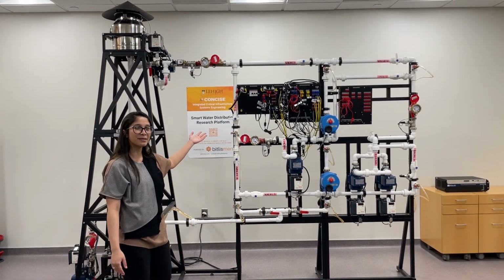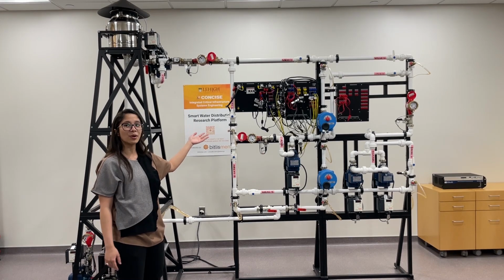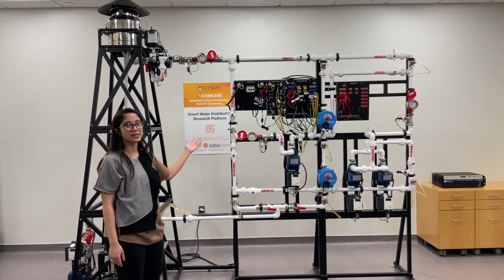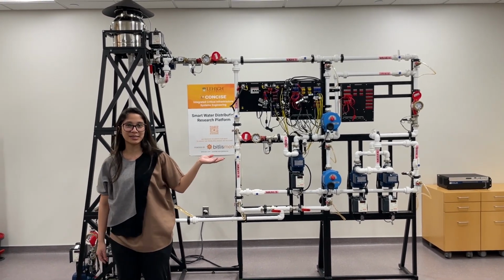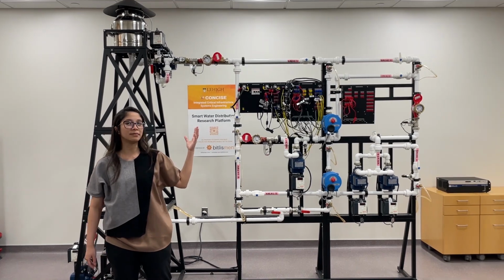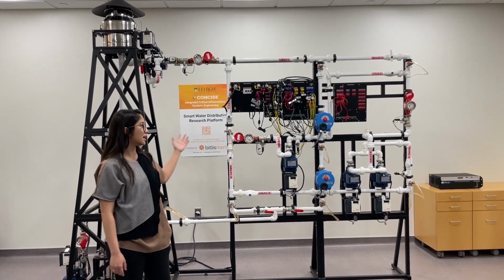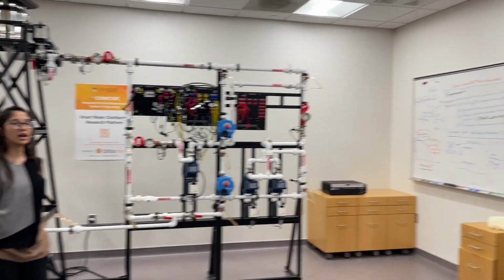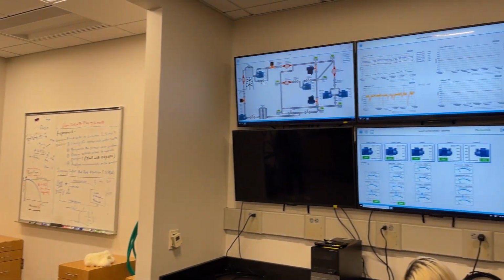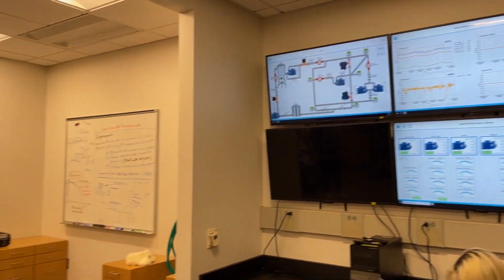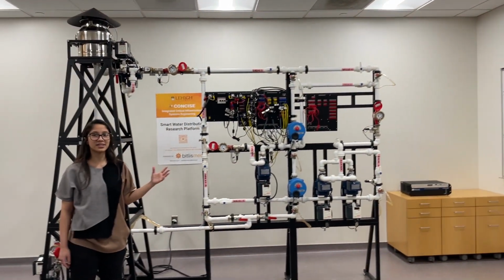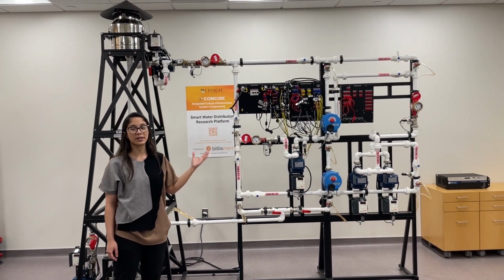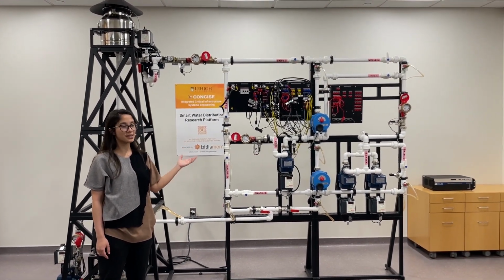So as you can see in my background, we have a small scale smart water distribution system. Why do we call it smart? Because we can measure all the outputs of this system directly on a computer, and we have installed sensors that can directly measure all the real-time behavior of the system.